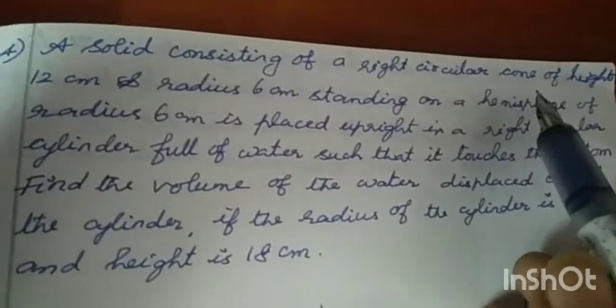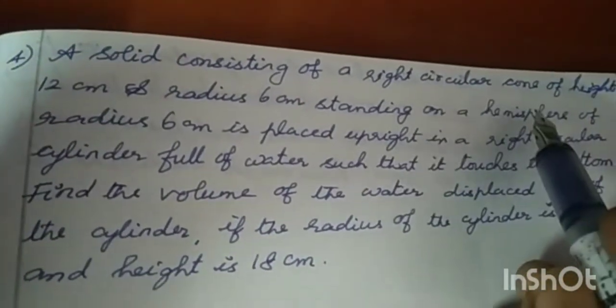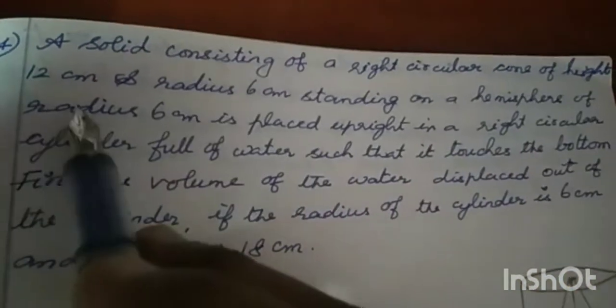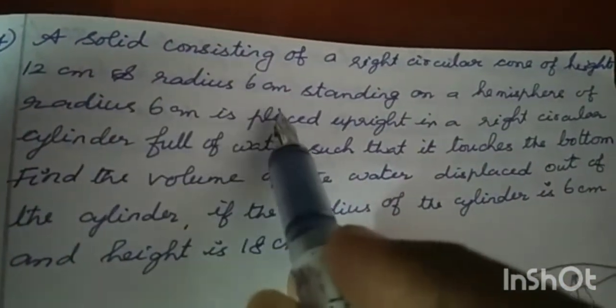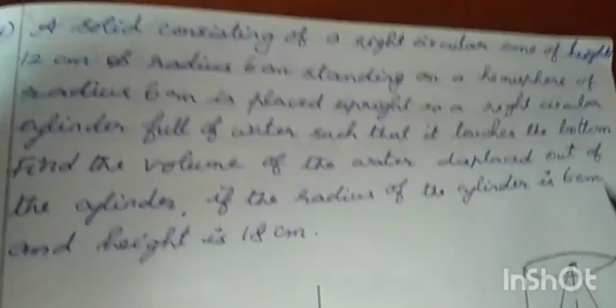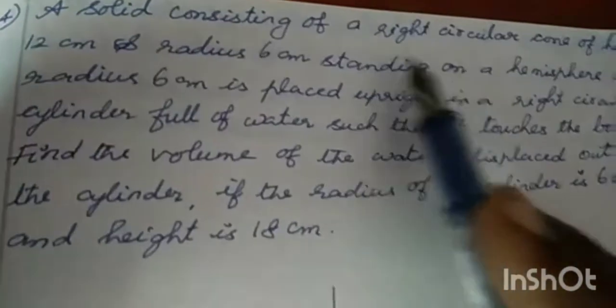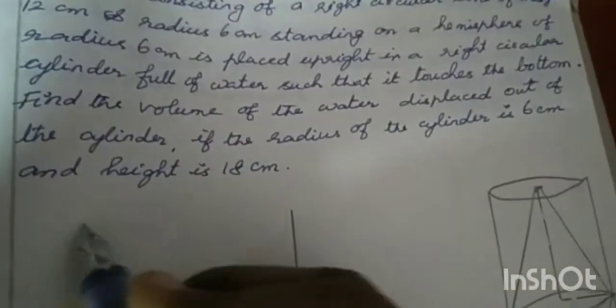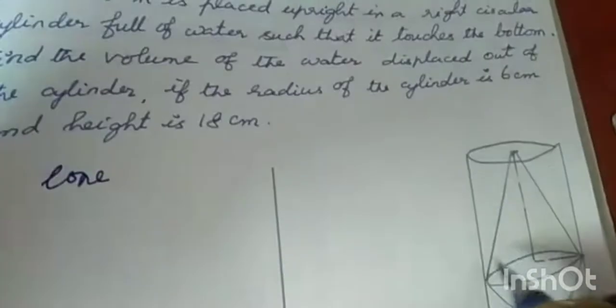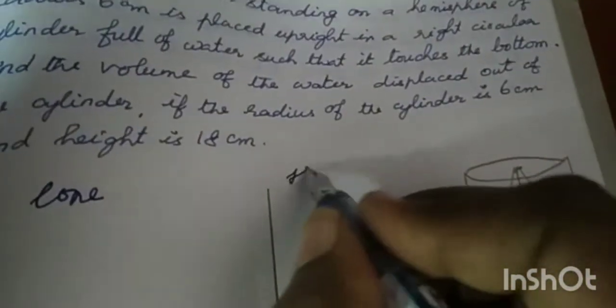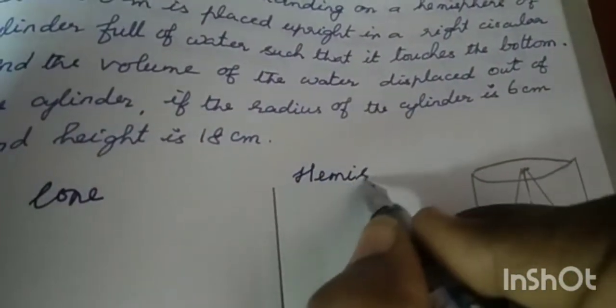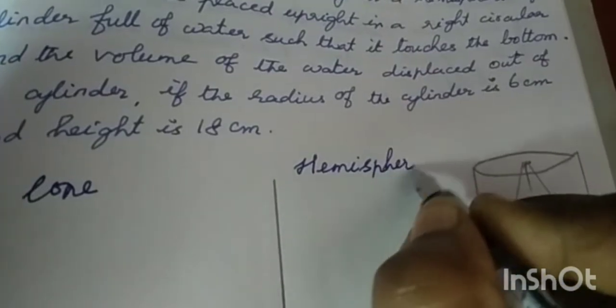A solid consisting of a right circular cone of height 12 centimeter and radius 6 centimeter standing on a hemisphere. A cylinder is there. Inside the cylinder, a right circular cone of height 12 centimeter. So I'll divide it into cone and this hemisphere. In this sum, cylinder will not be needed. Okay, I'll say you why.